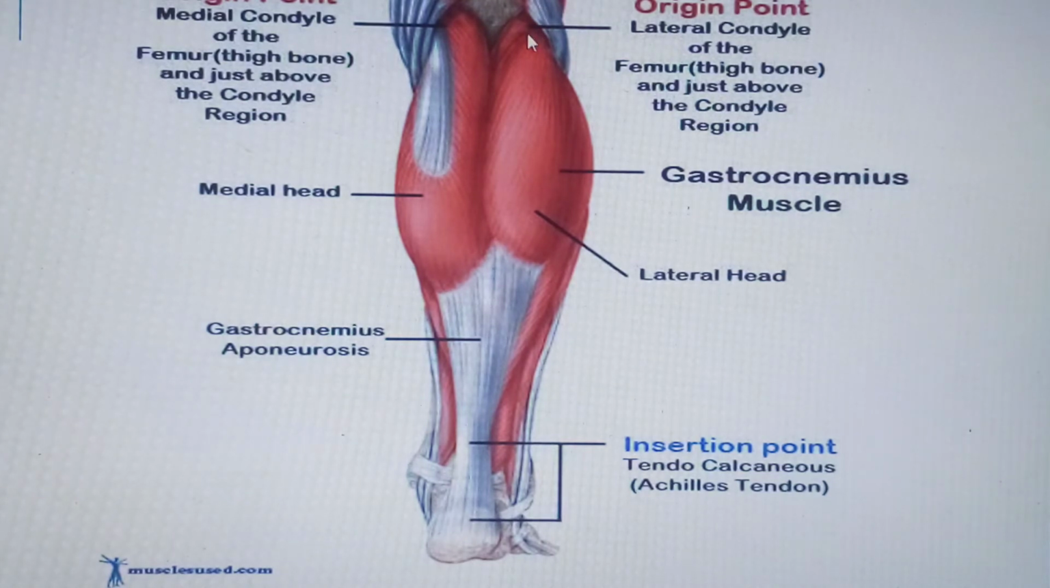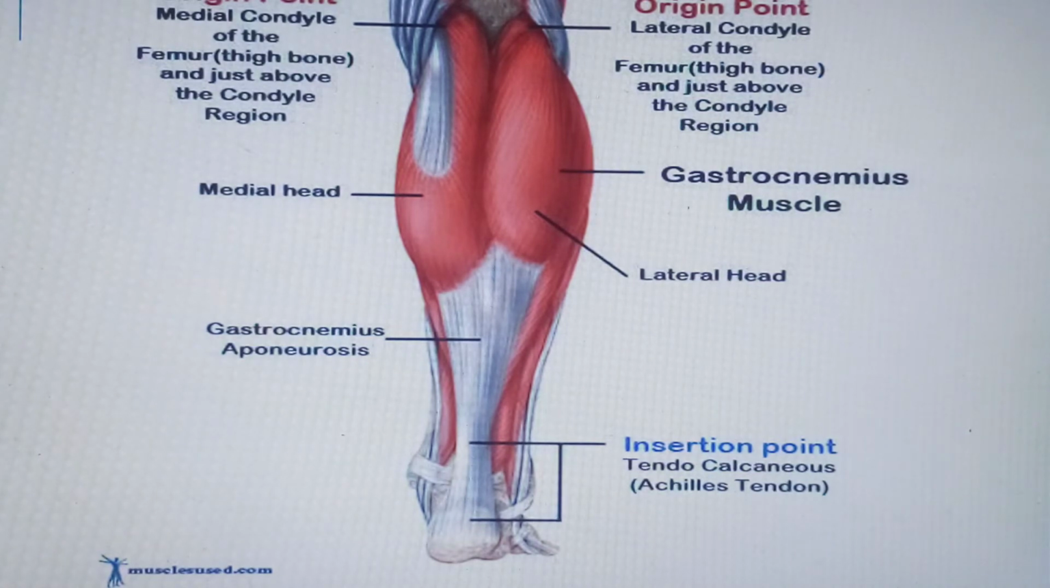So mainly you have their origin from the medial condyle of the femur as well as the lateral condyle of the femur, and then they join to form a common belly to insert into the calcaneal bone via what we call the Achilles tendon. So that is what we are going to see over there.